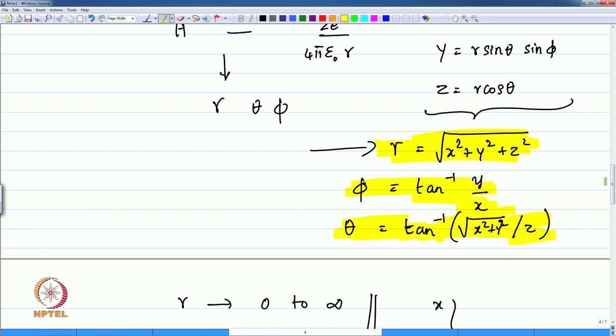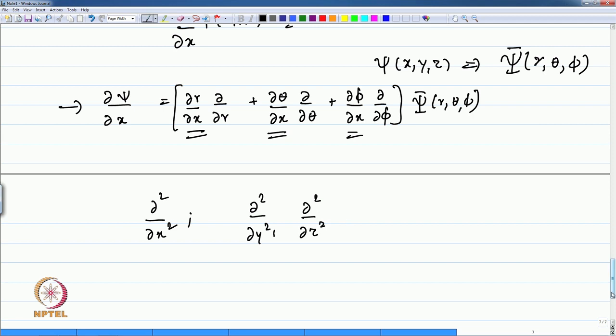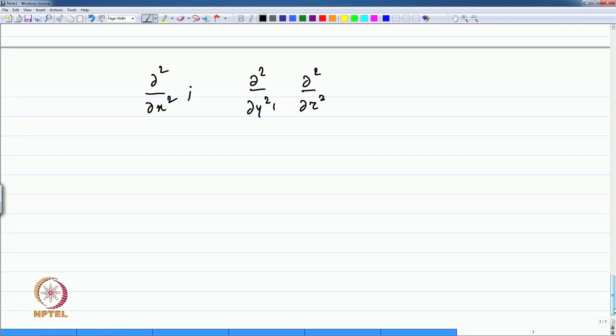Therefore, the partial derivatives that you need to calculate for expressing the kinetic energy in spherical polar coordinate system involve three such quantities, namely ∂²/∂x², which is operating this once more, but being careful that the terms contain already r, θ and φ, and therefore the partial derivatives have to be taken carefully. And you have to do the same thing for ∂²/∂y² and ∂²/∂z². Okay.